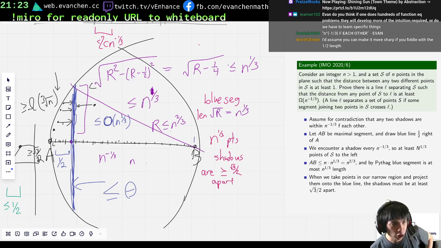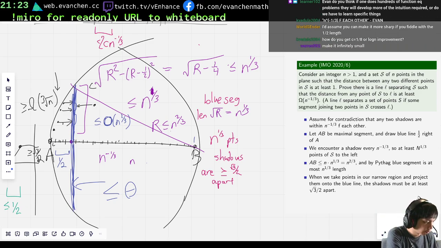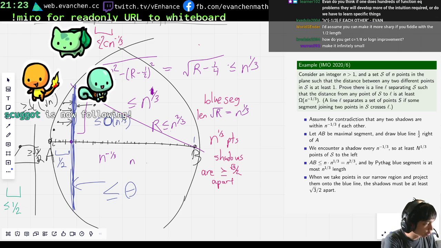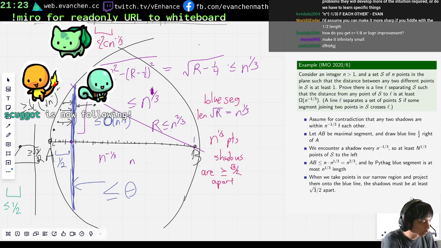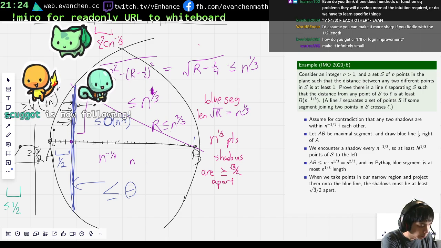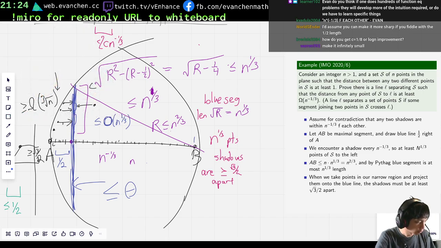I assume you can make it more sharp if you fiddle with 1/2. Yeah, I don't think 1/2's optimized. How do you get c equals 1/8? This solution will get c equals 1/8 if you actually work out all the constants, which I'm not doing. But log n, I don't know. That's just something I heard secondhand.